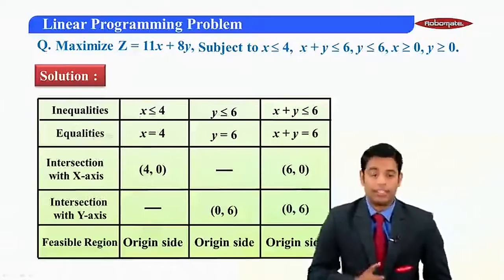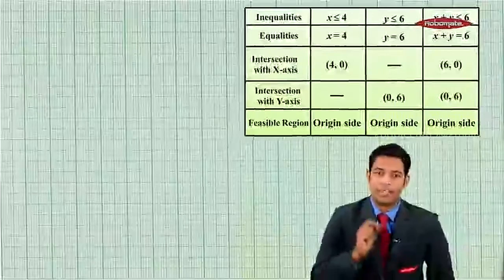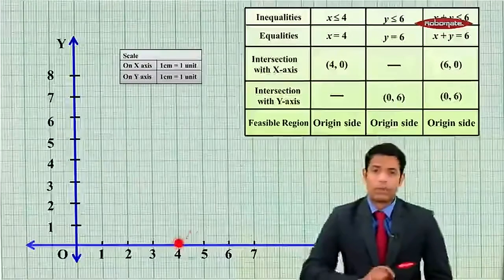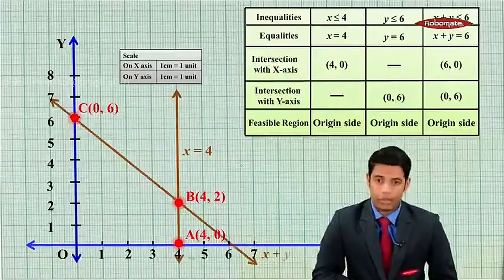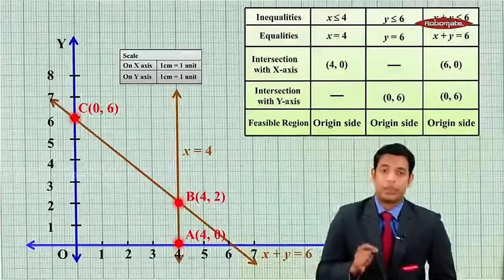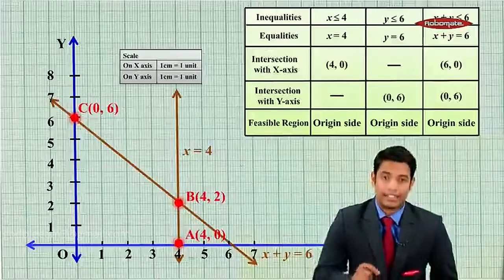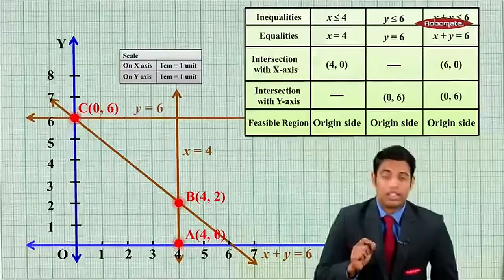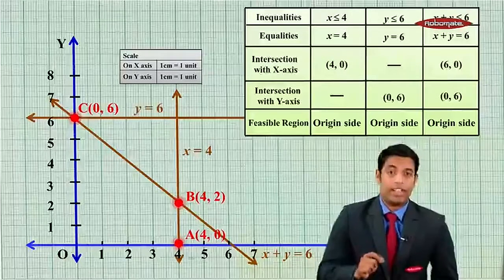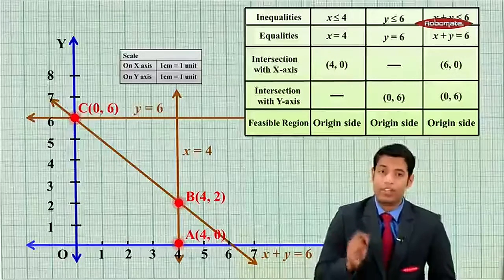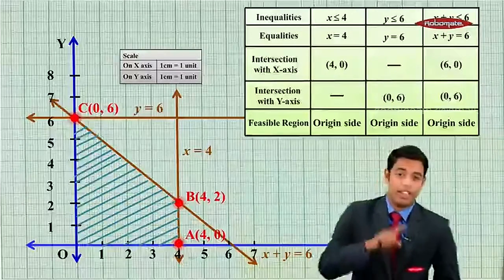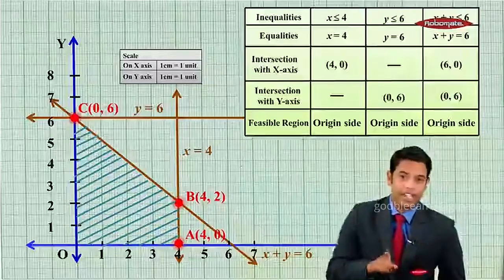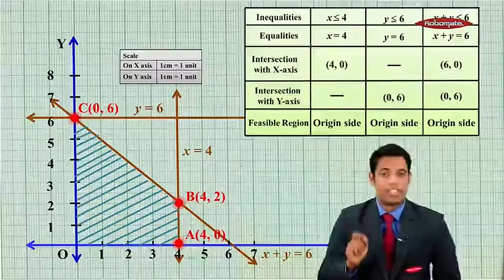So after this, let's plot all these inequalities on our graph and find the feasible region. So let's plot each line, that is first x equal to 4, next y equal to 6, and next x plus y less than or equal to 6. So these are all the lines we wanted. And now since the feasible region for all lines is the origin side, the shaded region or feasible region will be as shown in the diagram. The shaded region is the whole feasible region.